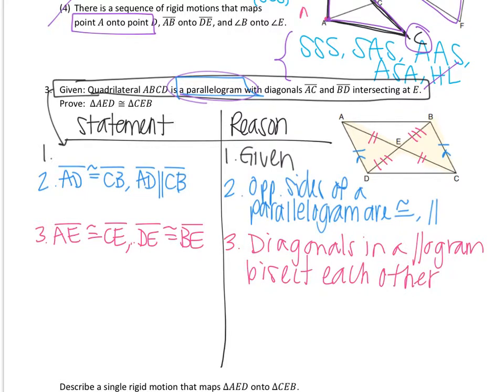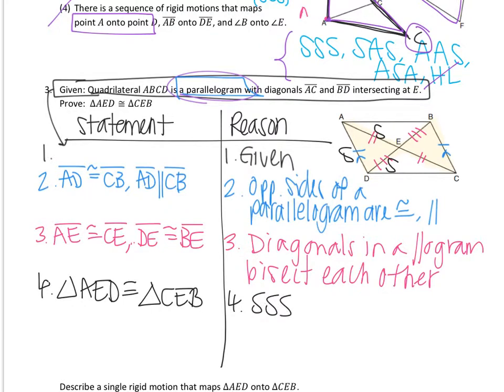So now looking at my picture, it looks like I have one pair of sides, another pair of sides, and a third pair of sides. So here we are ready to prove that triangle AED is congruent to triangle CEB by side, side, side. This is not the only method of proof. We could have also chosen to talk about, say, alternate interior angles or vertical angles. You could have done this proof in many ways.